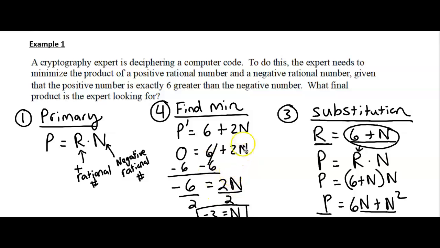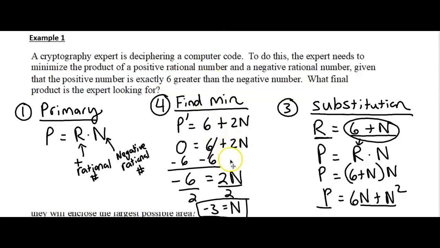Now, I would stop here if the problem was asking me what's the negative number, because the negative number is negative 3. But the question is asking us what final product is the expert looking for. So they don't want to know what is n, they want to know what's p. Okay, so to find p, we also need to find r. Once we know what r is, we can multiply it by n, and that will tell us what p is.